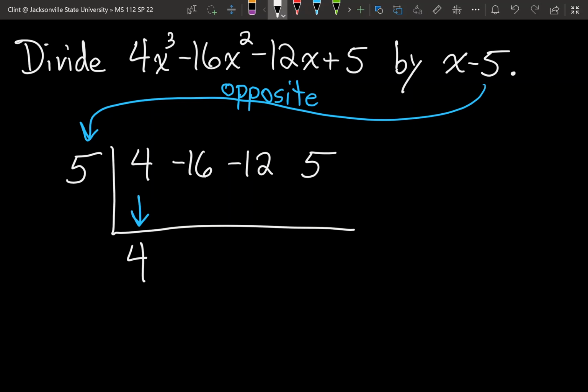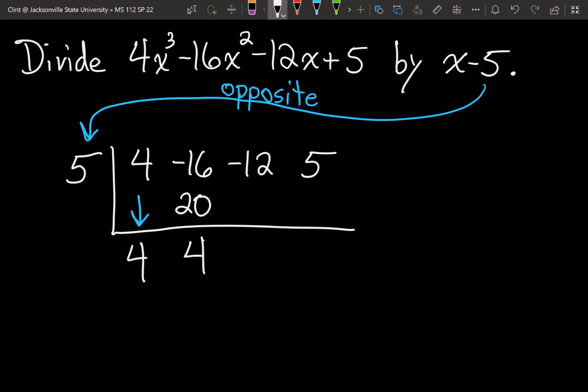And then what we do is we multiply 4 times 5, the 5 out front. So the 4 at the bottom times the 5 out front will give us 20. And that 20 we write underneath the next number. And then you can either think about it like we add or we combine like terms. So minus 16 plus 20 will give us positive 4.